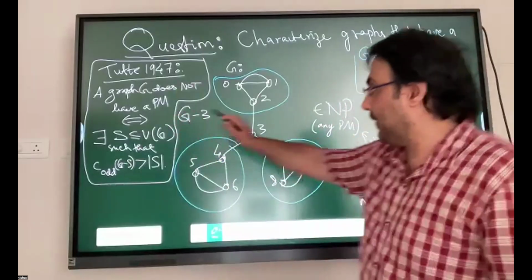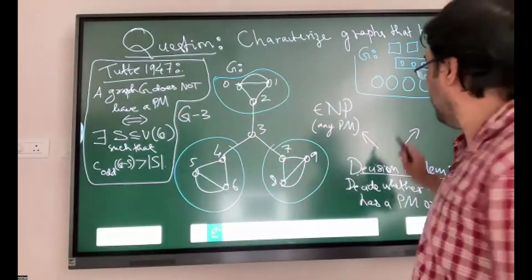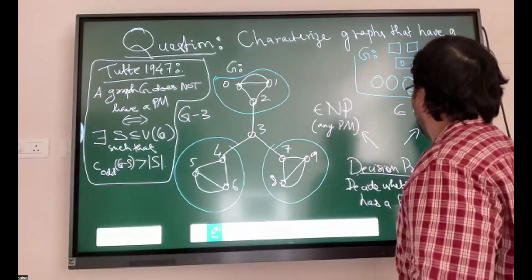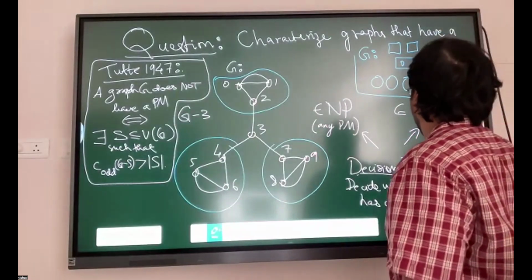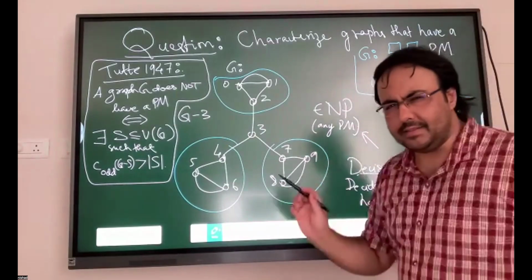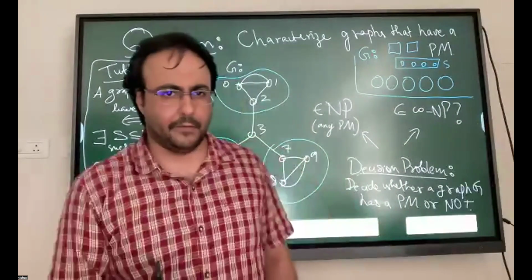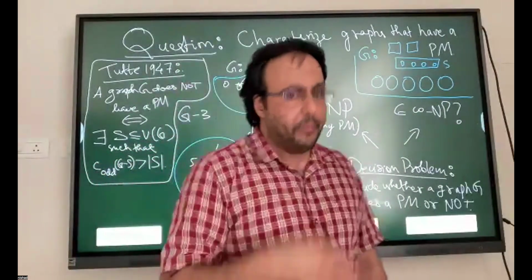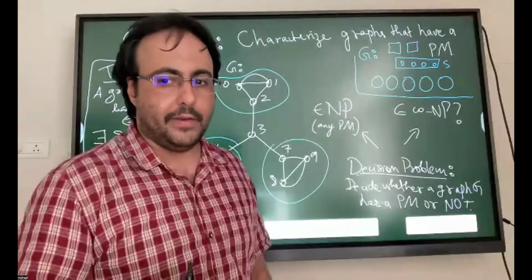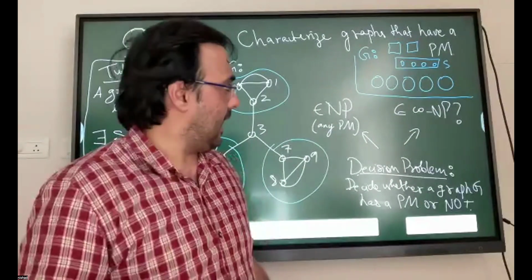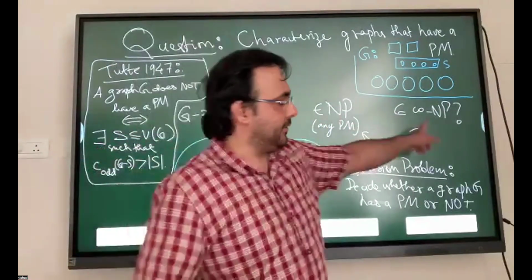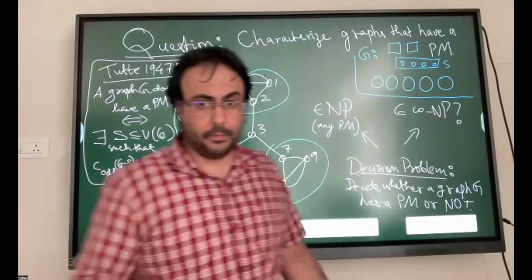And now let us go back to our decision problem. Now I want to ask you, does the problem belong to co-NP? NP means yes instances admit an easily verifiable certificate. Co-NP means no instances admit an easily verifiable certificate. So now using Tutte's theorem, what can you say about this decision problem?